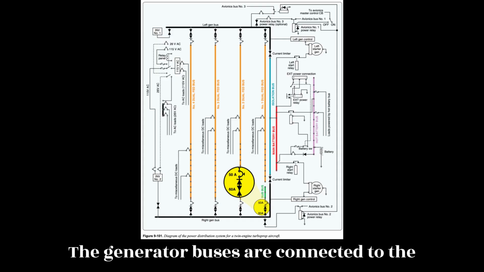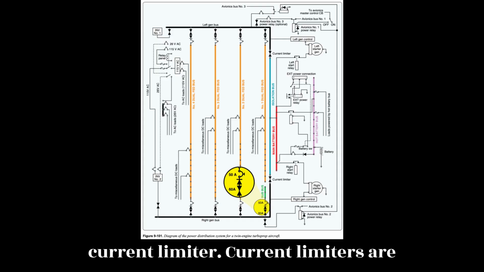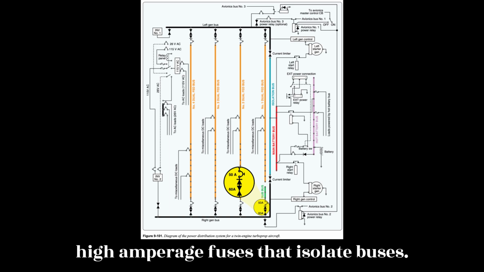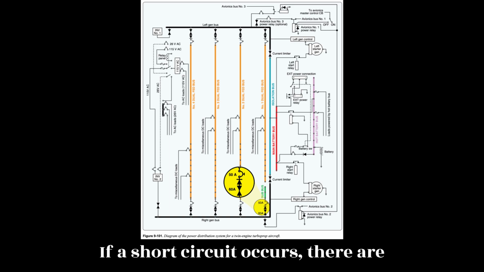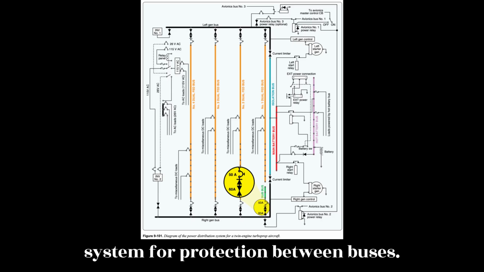The generator buses are connected to the isolation bus through a fuse known as a current limiter. Current limiters are high amperage fuses that isolate buses if a short circuit occurs. There are several current limiters used in this system for protection between buses.